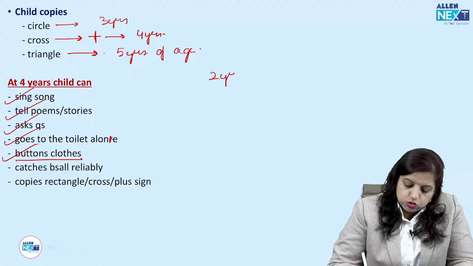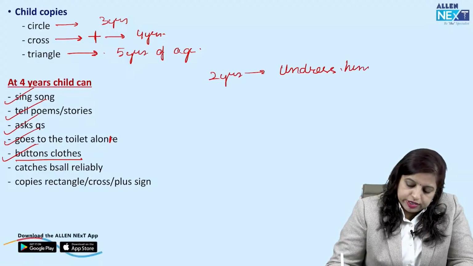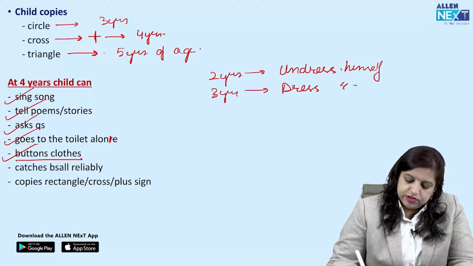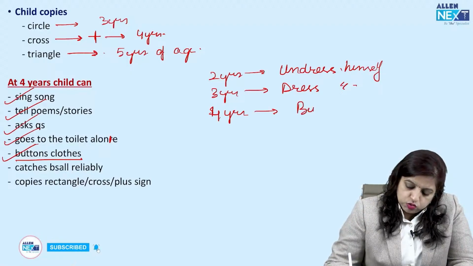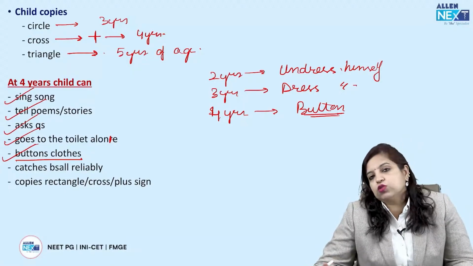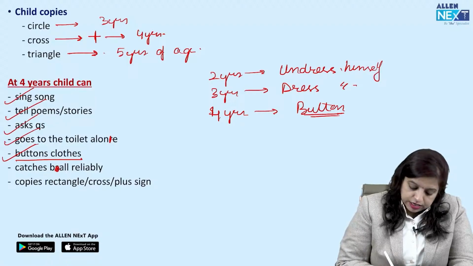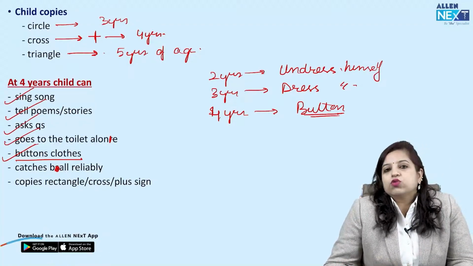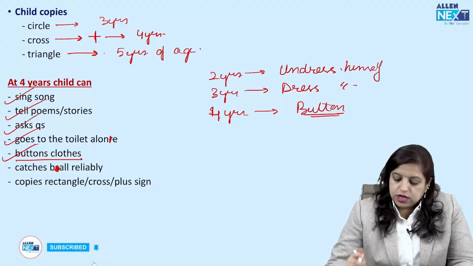We just saw that at 2 years the child learns to undress himself, important, right? At 3 years he learns to dress himself. At 4 years the child learns to button himself up. So button handling comes at 4 years, not before that, right? Then catches a ball reliably, again at 4 years, and as I told you, copies a rectangle, cross or plus sign at 4 years.